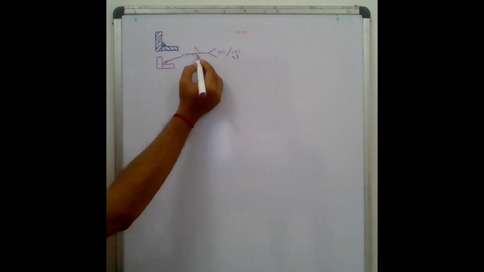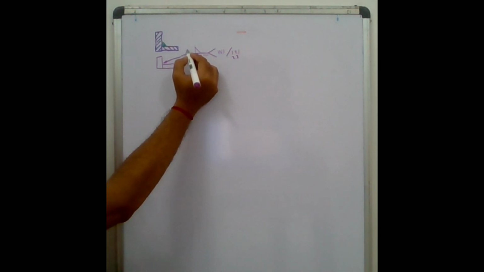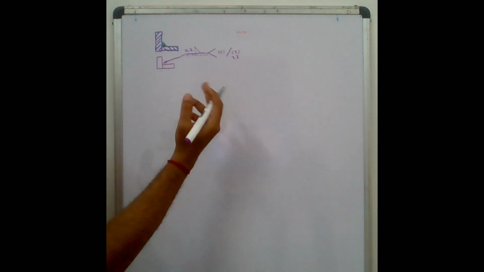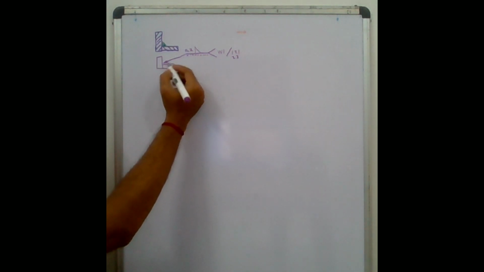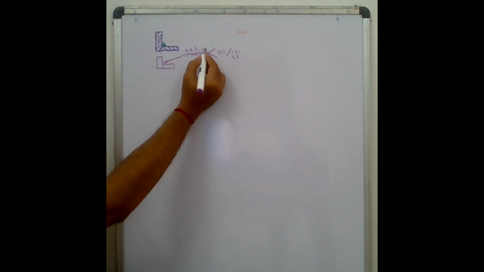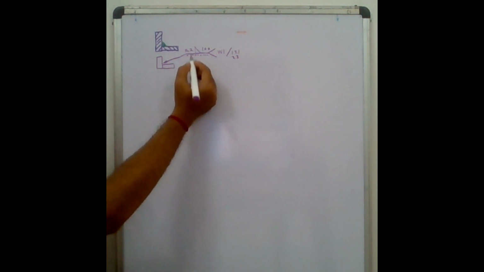Then we have a dotted line here. This is for representing the other side. Then in the front we have to write A2 or A3, that is the weld size. Then how long you need this weld, let's say 100 mm. So this is how we represent it.